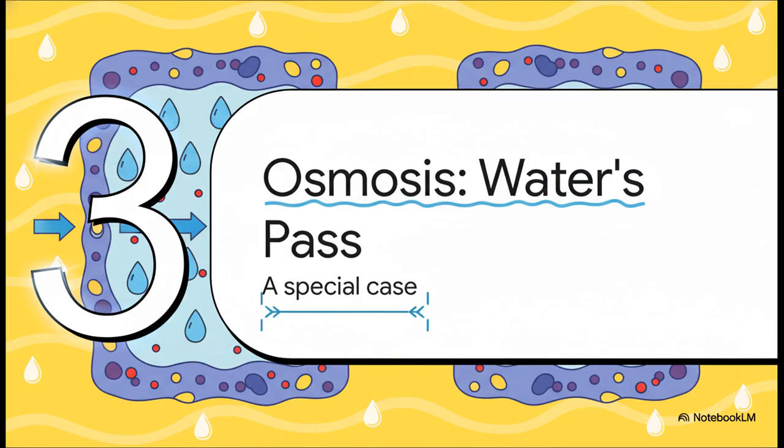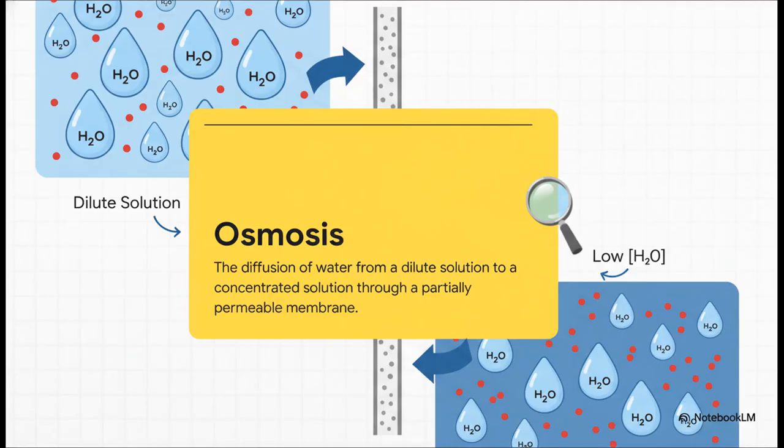It's only for water, and it only happens across a partially permeable membrane. That's a membrane with tiny little holes that let small molecules like water through, but block bigger ones. And here's the precise definition. The trick is to think about the concentration of water.